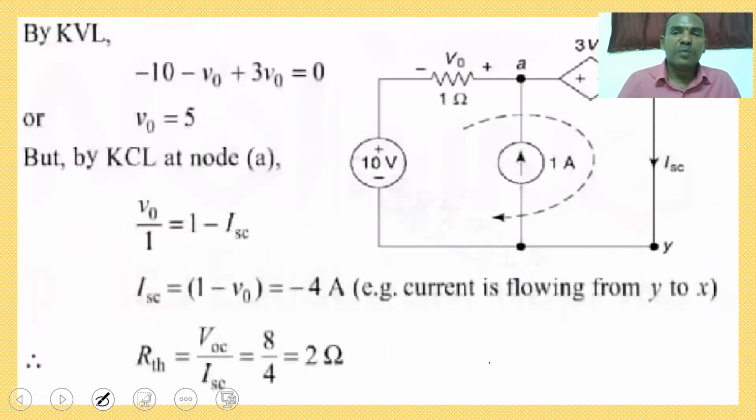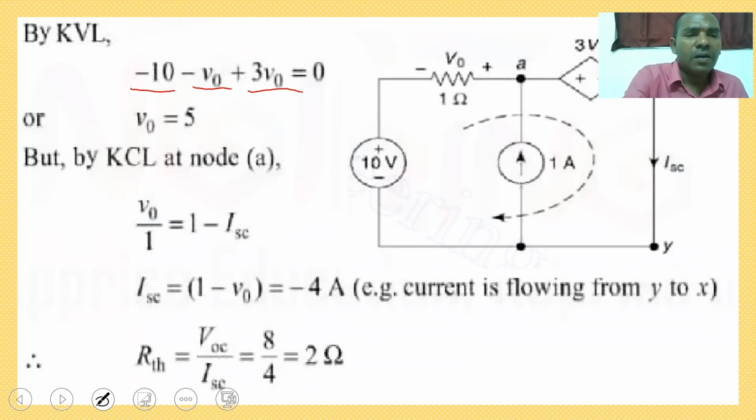Next, coming to the KVL for the loop for finding the RTH. For the total loop, minus 10 minus V naught plus 3 V naught is equal to 0.